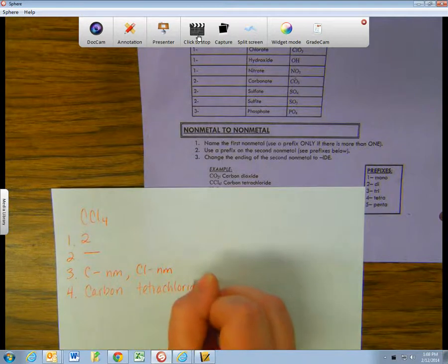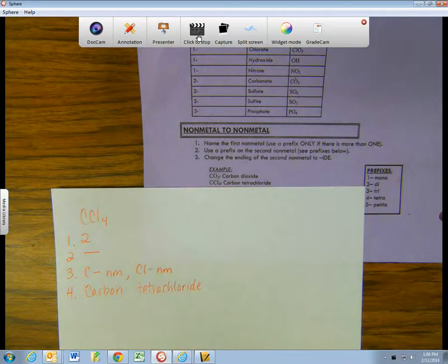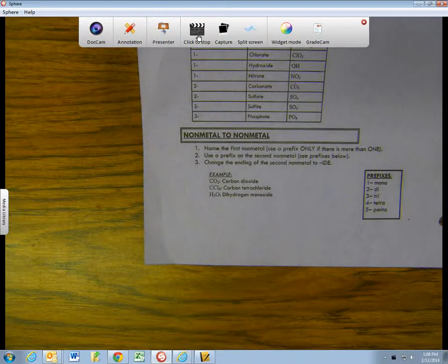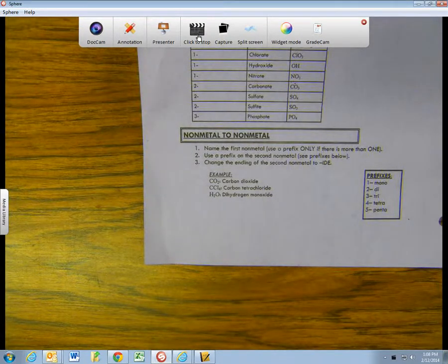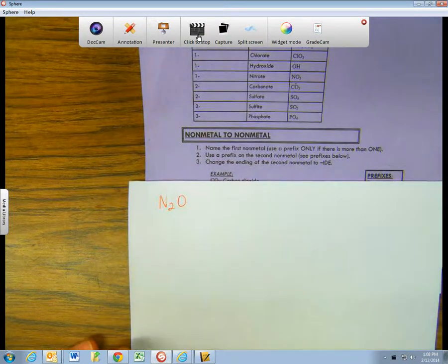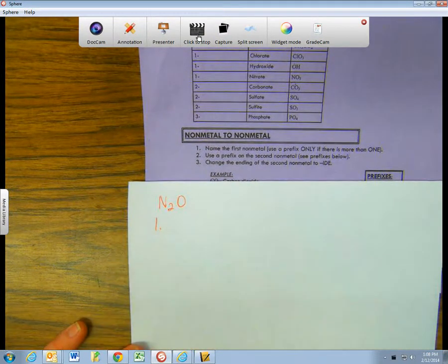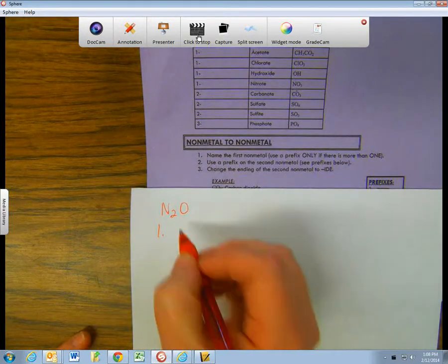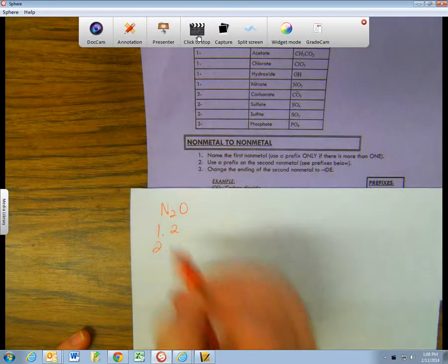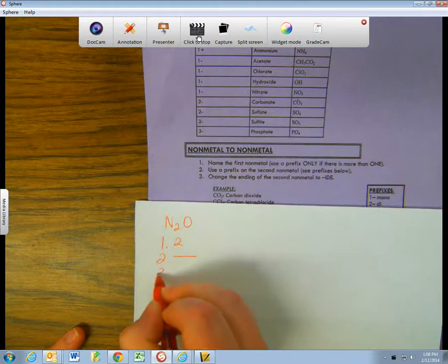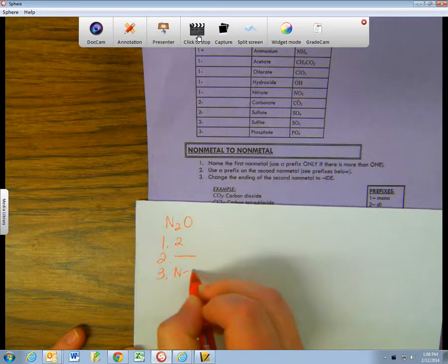Let's try another one. So we have N2O. The first step is to count the number of elements. I have two different elements. Second step says if there are more than two, there are not, so I'm going to skip. Third step, I have to label whether each is a metal or a nonmetal. They're both nonmetals. Fourth step says to follow these rules.